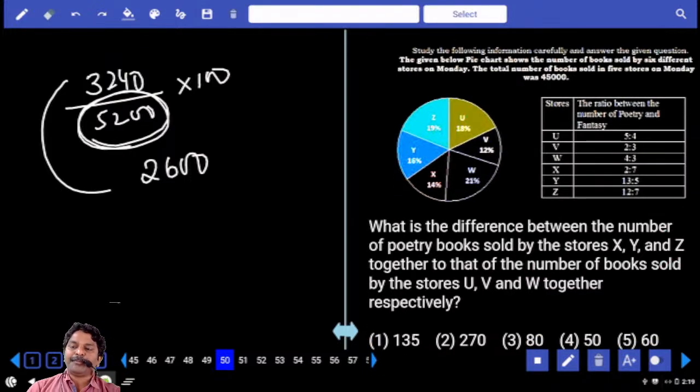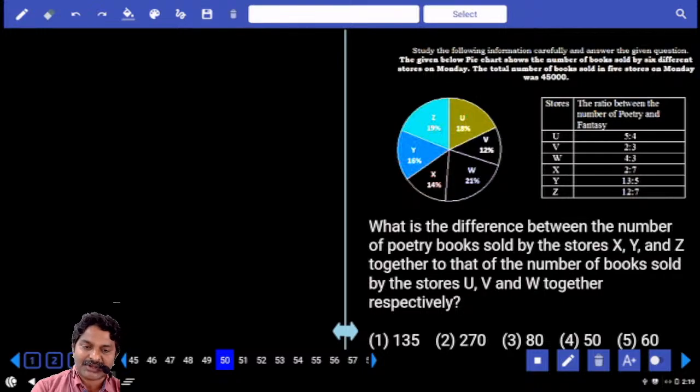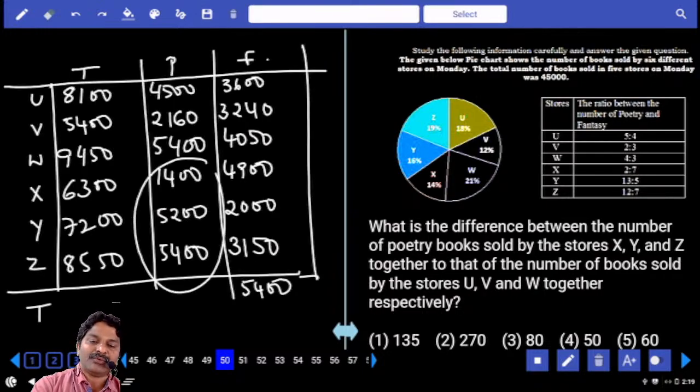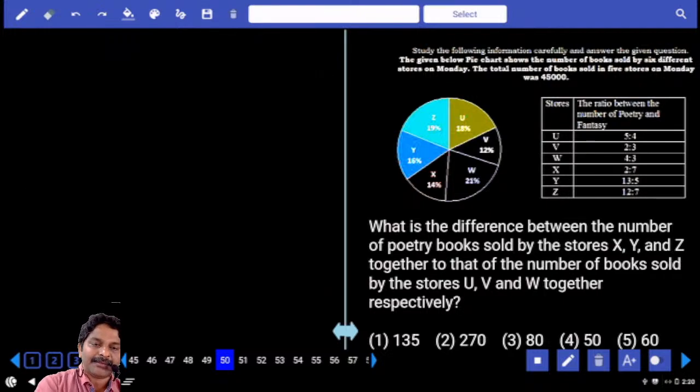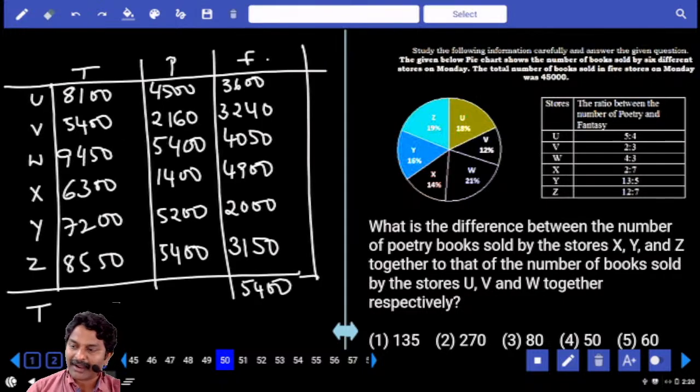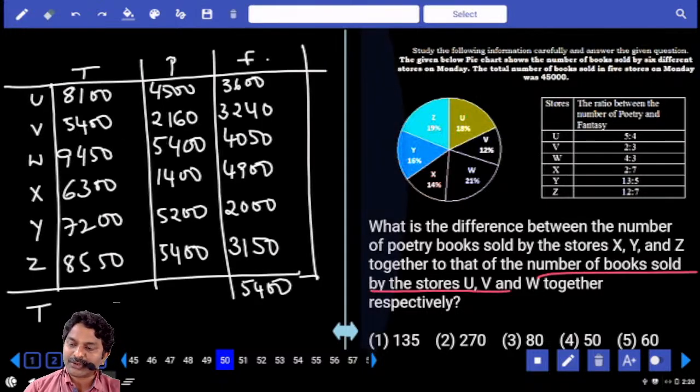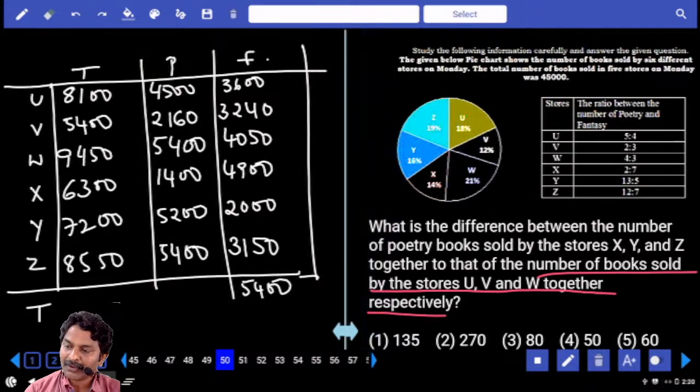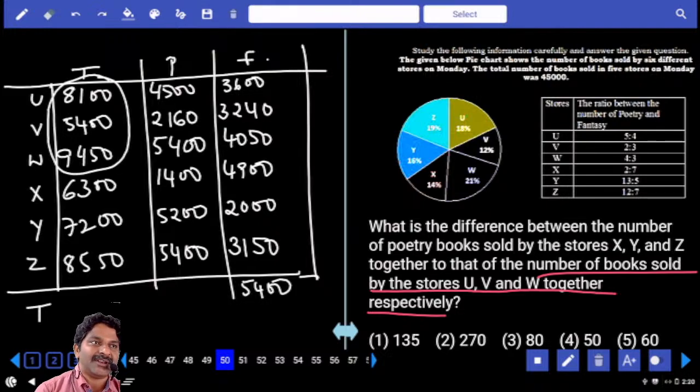What is the difference between the number of poetry books sold by stores X, Y, Z together? Difference between poetry books sold by X, Y, Z together. Poetry X, Y, Z. First add the 10,000 places, 11,000. Then add the hundreds places, we have 1,000 more. Total, 12,000. The difference between this and the number of books sold by stores U, V, W together respectively. Number of books sold by U, V, W. That means the sum of these three numbers only.